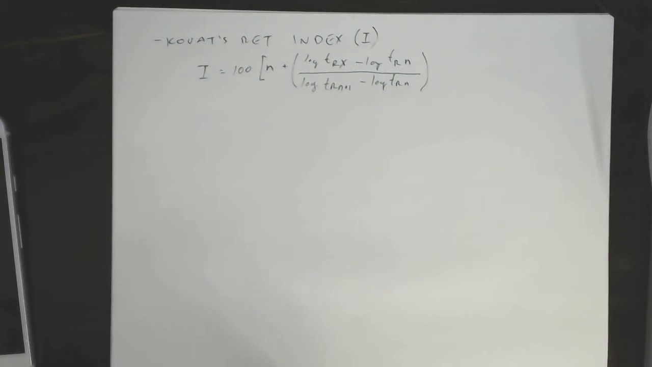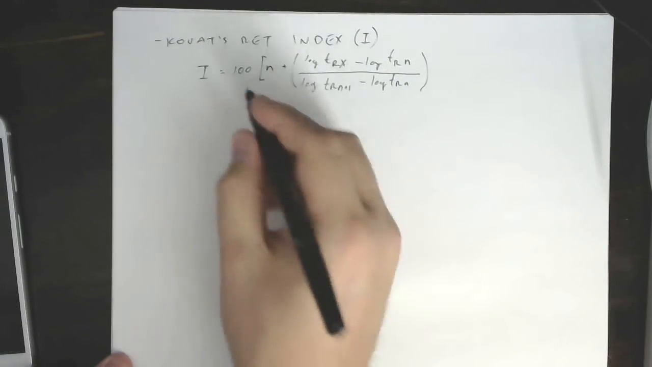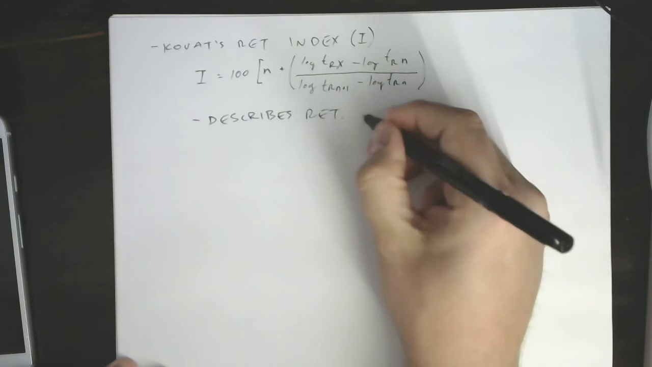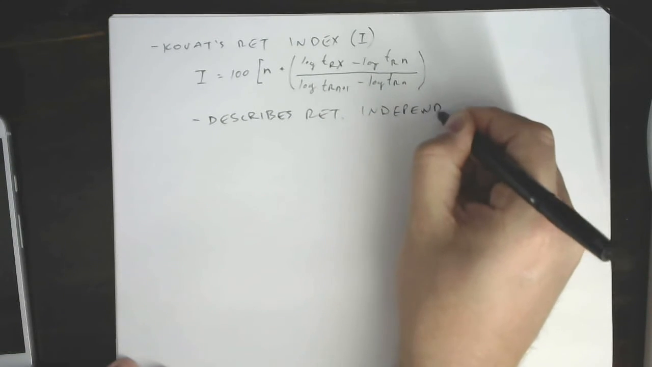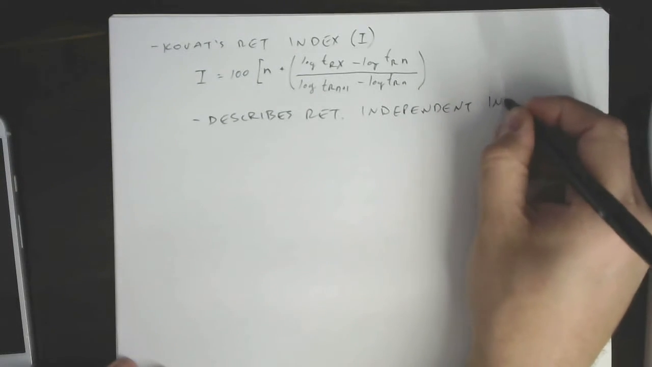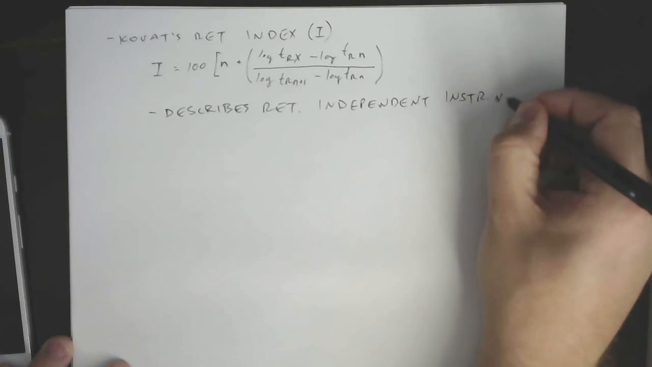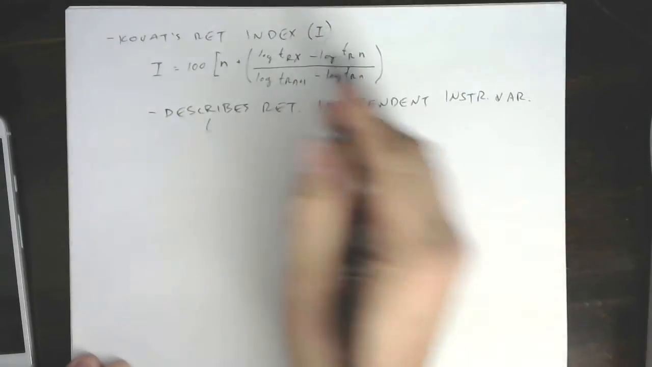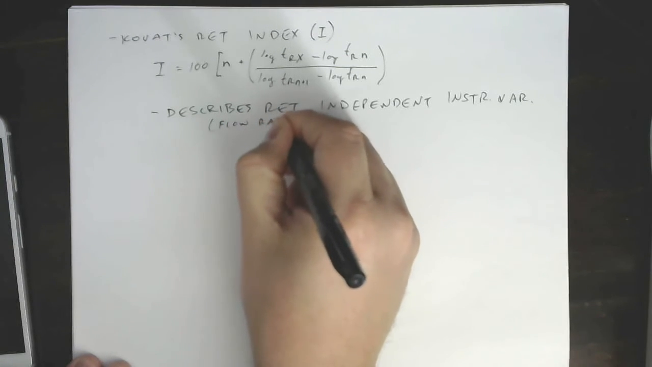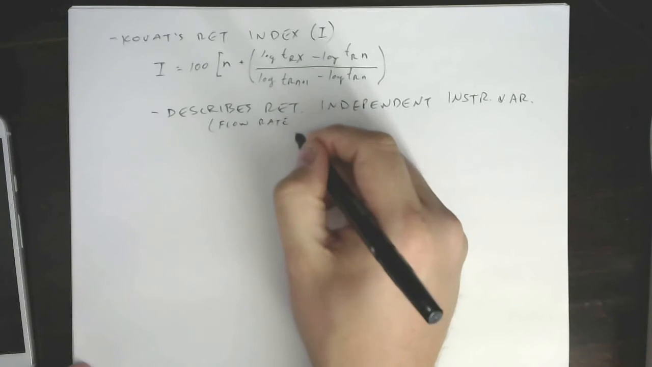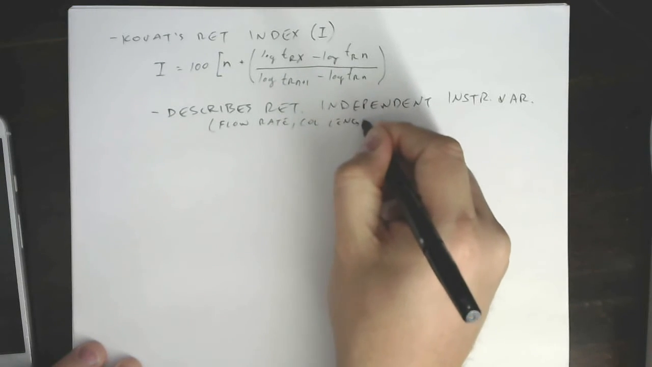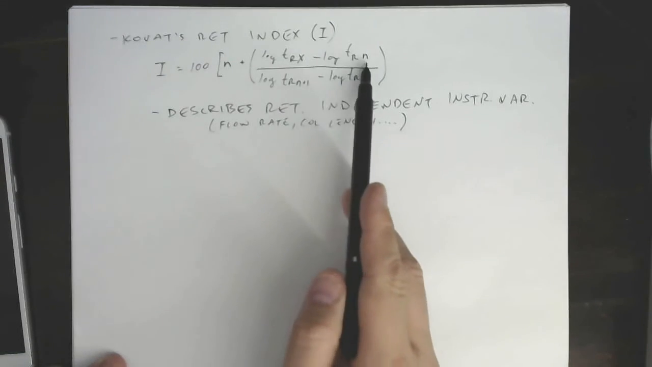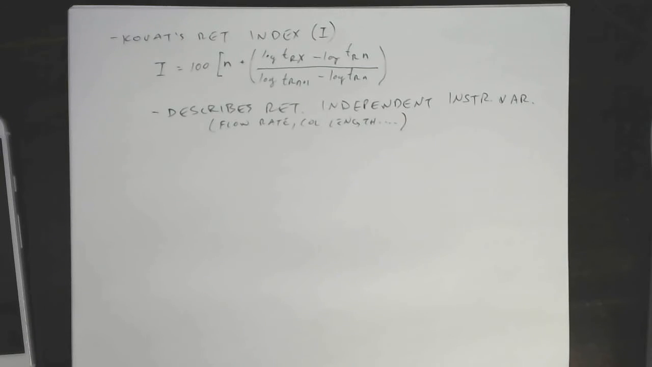And this is useful for a bunch of reasons, actually. First of all, what is it? It describes retention independent of a lot of instrumental variables. So good examples, this value will stay constant regardless of what your mobile phase flow rate is, right? It's insensitive to flow rate. It's insensitive to column length. It's insensitive to a lot of other factors that influence the absolute time that this thing comes out, but will also influence the absolute time that all of these other standards come out. So we just define basically how it's bracketed relative to those standards.